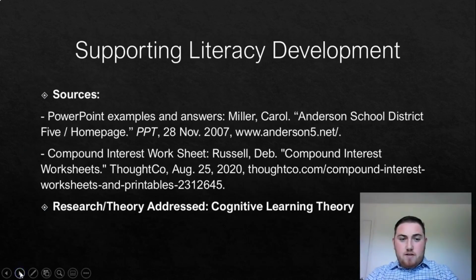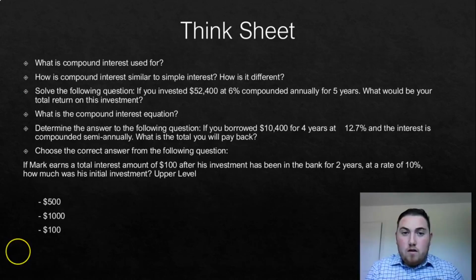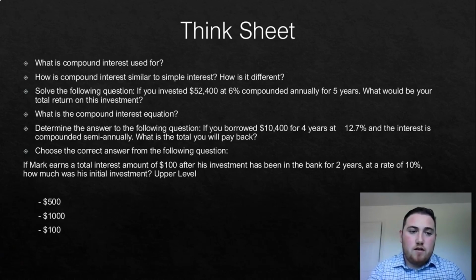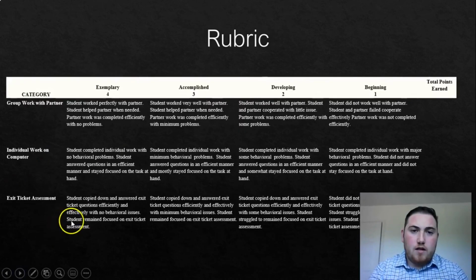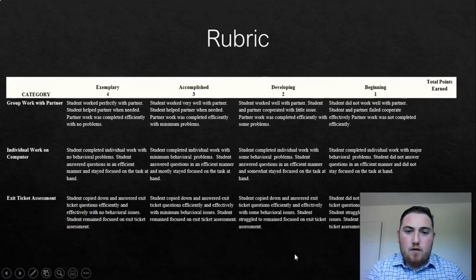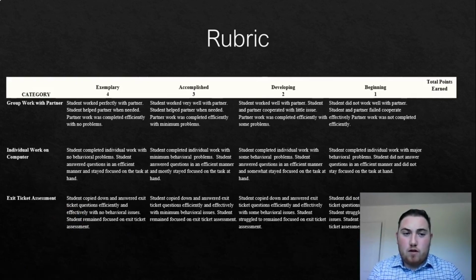These are some of my sources, and the research and theory addressed was the cognitive learning theory. Just for the final 2 elements of this presentation, I thought I would include the think sheet. So here are the example questions for the think sheet, and here is the rubric for the assignment. The 3 categories were group work with a partner, individual work on the computer, and the exit ticket assessment.